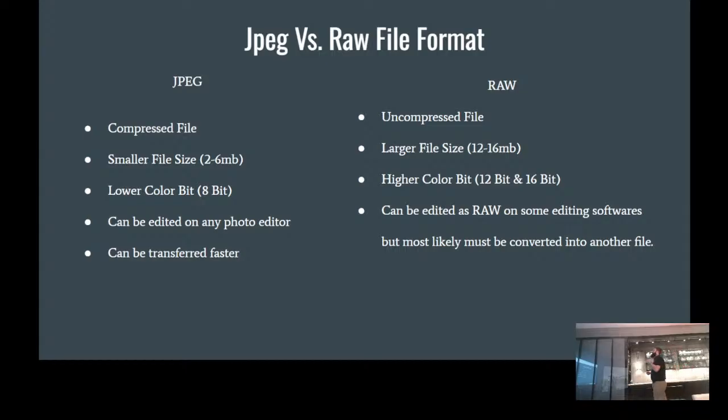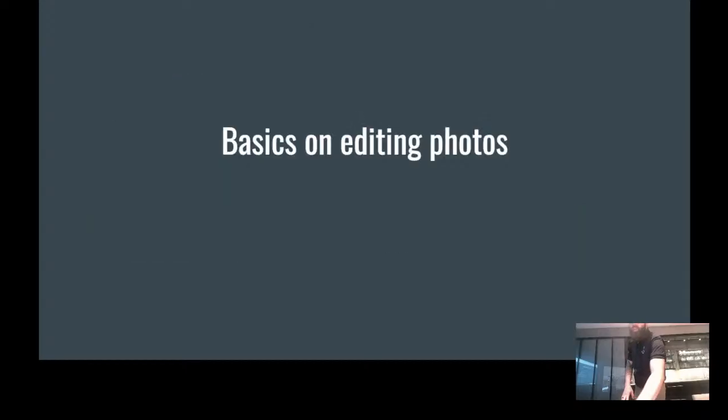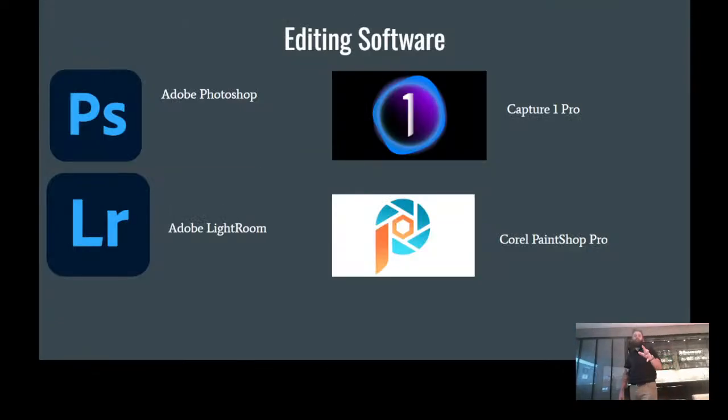So I have to make sure I have the right software. It can still be edited as RAW on some editing softwares. But if you don't have those advanced softwares, you're probably going to have to convert this into another file in order to edit and change. You will lose some of that color bit and file size by converting. If you're interested in editing in the RAW format, I might recommend some of these editing softwares. Adobe Photoshop, Lightroom, Capture One Pro, and Corel Paint Shop Pro offer fantastic services on editing RAW photos or JPEGs.